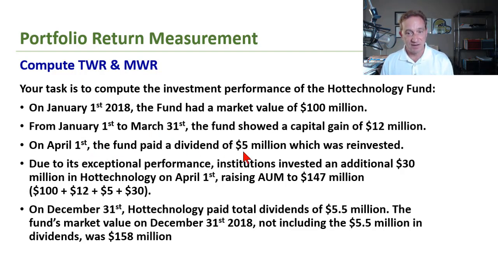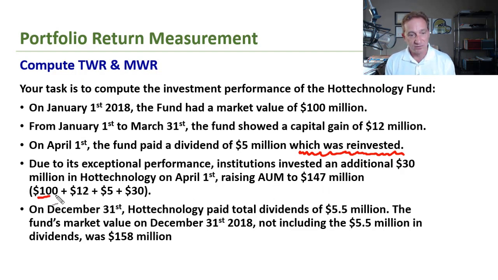dividend of $5 million. And now, hopefully, you are alert to this assumption, which is easy to gloss over, but we need to make a note of it because it would make a difference. That $5 million dividend is going to be reinvested. And then due to its exceptional performance, institutions at that point in time invest an additional $30 million into Hot Technology, so on April 1st, which raises the assets under management of the fund to $147 million. How do we get there?